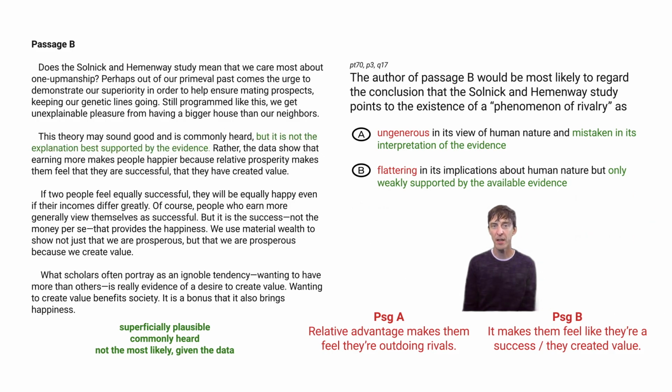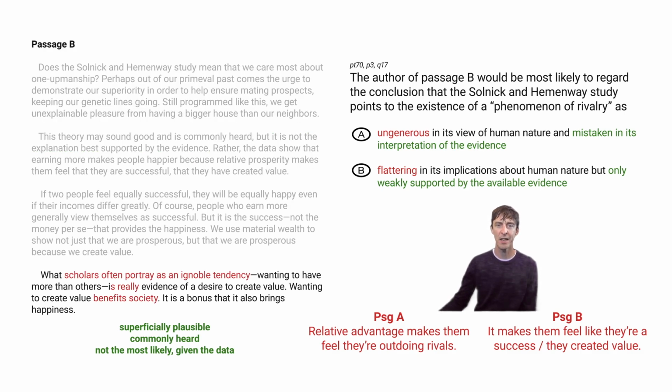So we get down to choices A and B because we knew that passage B was saying this is not the right explanation. It's not rivalry. But would passage B say that's being ungenerous about human nature or flattering about human nature? Well, towards the end of passage B, it is saying these scholars, like the people in passage A, are often saying that we want to make more money than others as though it's some ignoble tendency. Ignoble is the opposite of noble, right? So it's like irredeemable, not redeemable.